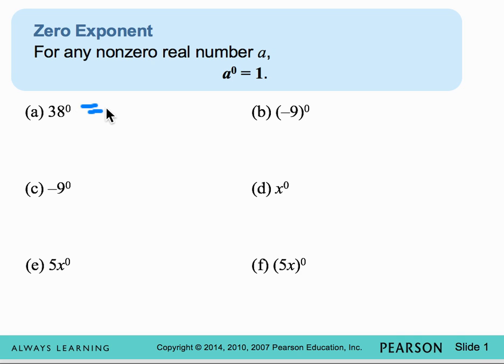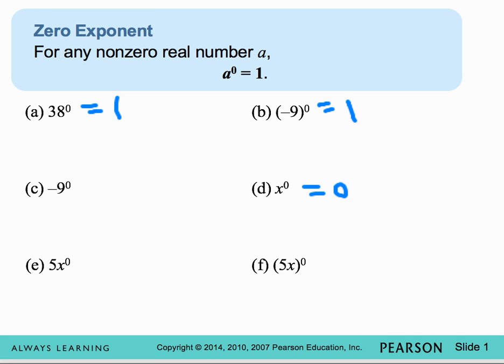38 to the zero power equals 1. I just need to memorize this rule. x to the zero power equals 1. Anything to the zero power equals 1. Now, be careful about these two. Remember, we talked about this last time. This means the whole -9 is raised to the zero power. So -9 to the zero power equals 1.